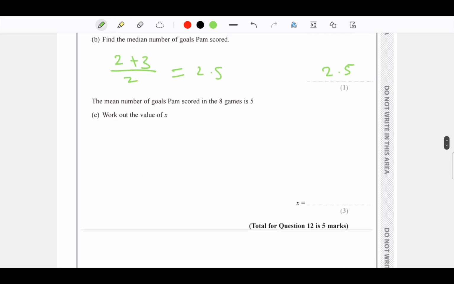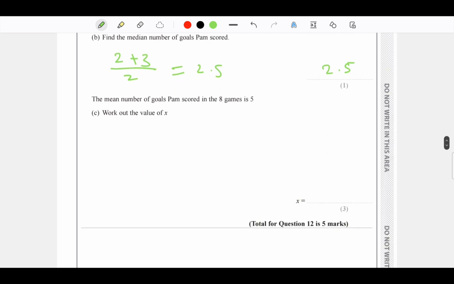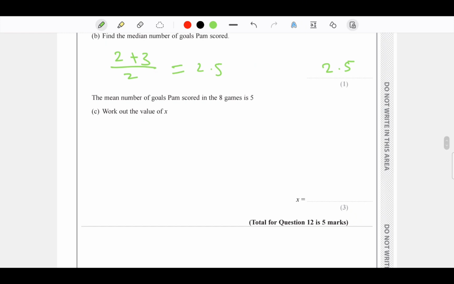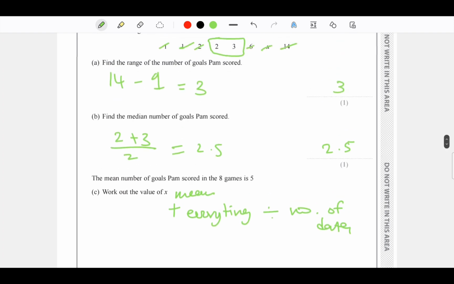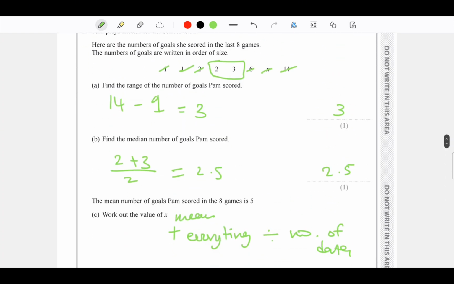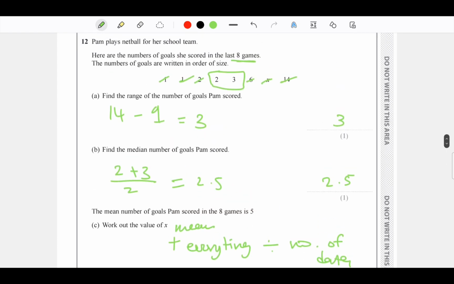Okay, so the mean number of goals Pam scored in the games is 5. Work out the value of x. Alright, so mean is calculated with this formula. This is what I think whenever I go for the test. Mean would equal to adding everything and dividing by the number of data. So in our case, add everything divided by number of data. Number of data would be 8 games. So let's just do that.